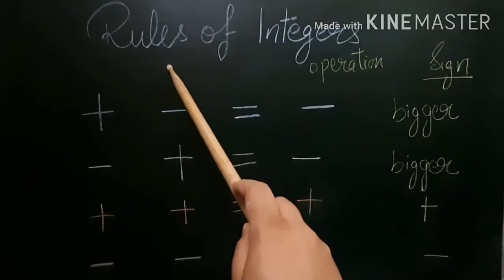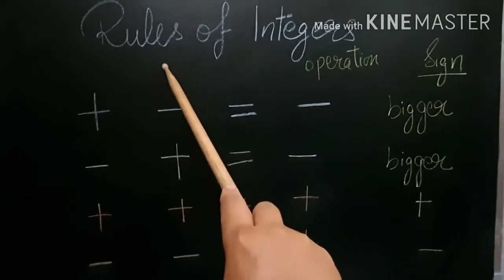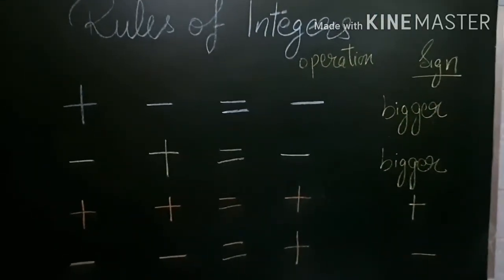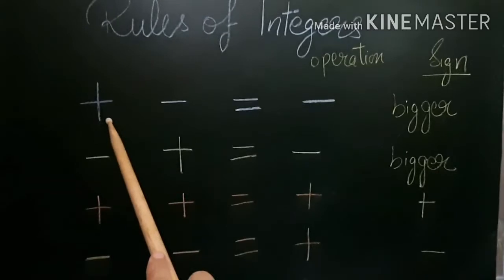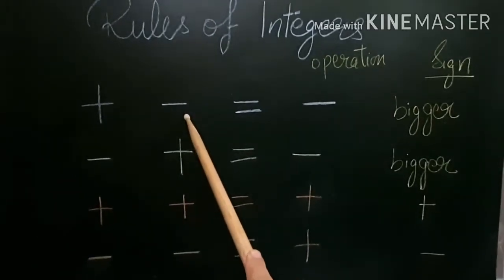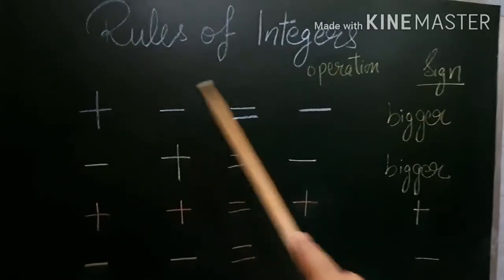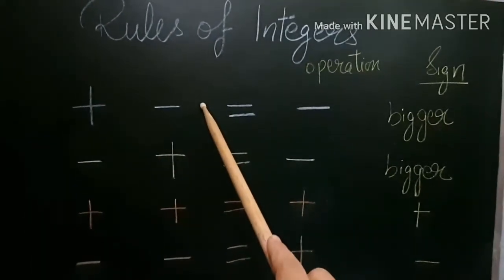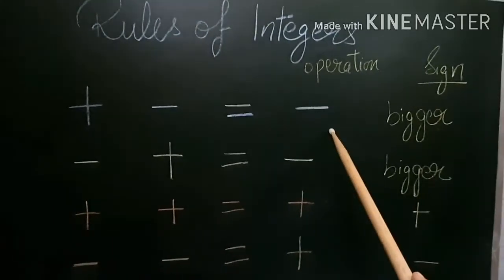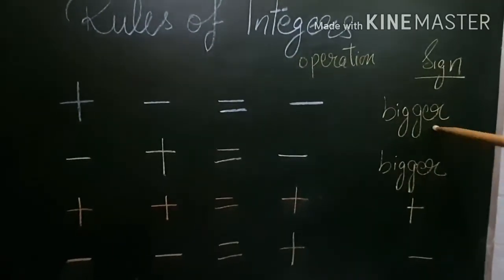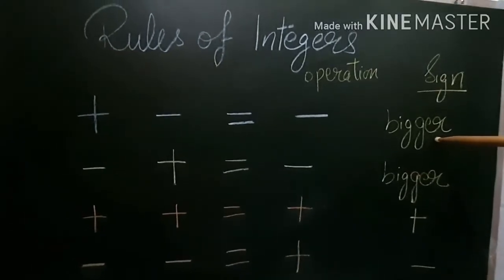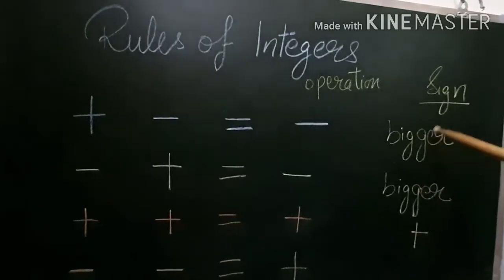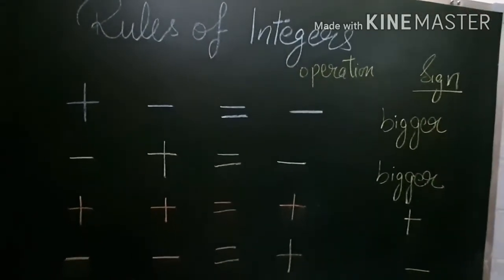Now let us understand the most important part of integers, that are rules of integers. How to operate in integers. If you have one positive integer and one negative, then what action we will do is subtraction. Means if you have +3 -5, then we subtract the two numbers and we put the sign of bigger number. Here your negative number is -5, which is bigger than 3. So we put the sign of minus.